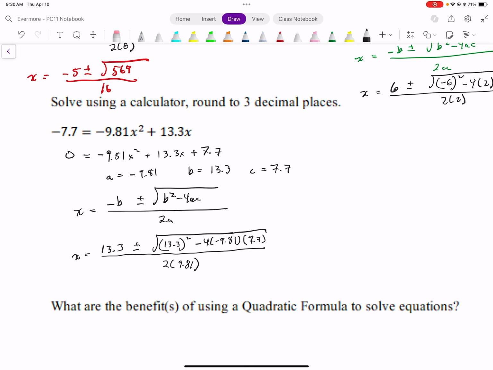Those are big numbers, and this looks like calculator work. It's incredibly important that you're able to get your calculator to come up with the solutions. Each calculator is going to be working different, but the solutions to this are negative 0.438, and the second solution is 1.793.